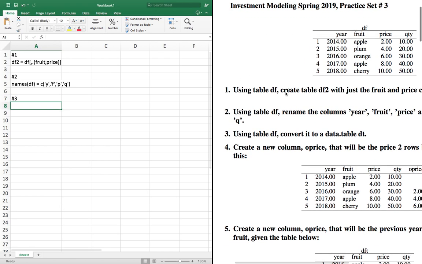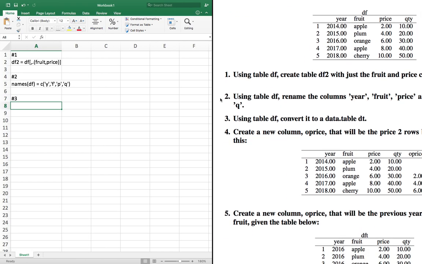Number 3, using the table DF, convert it to a data table DT. That's easy. Just simply do DT equals DF, and then do DT. Done. All right, moving on to number 4.